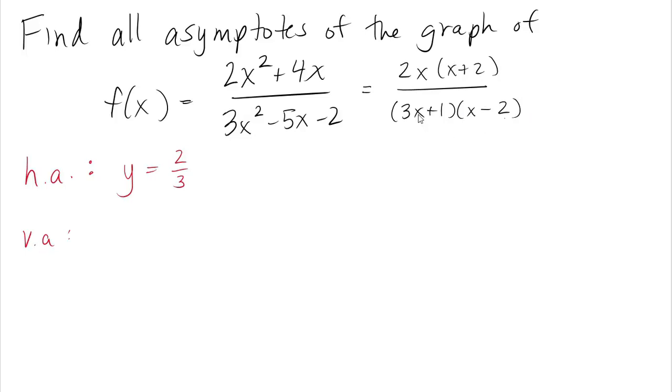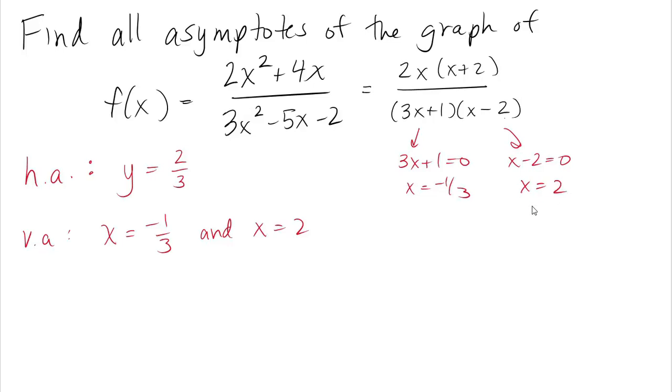That means that both domain restrictions will give us vertical asymptotes. There are two vertical asymptotes. The line x equals negative 1/3, that comes from setting this equal to 0 and solving for x. And the line x equals 2 comes from setting this equal to 0 and solving for x. That's easier to see. You get vertical asymptotes when the denominator is 0 but the numerator isn't.